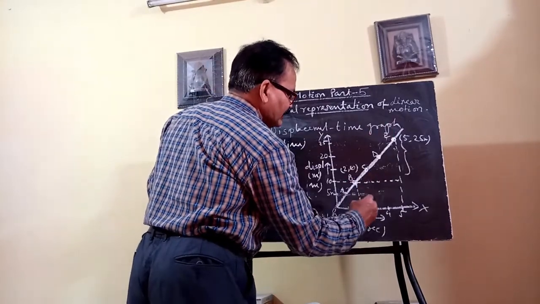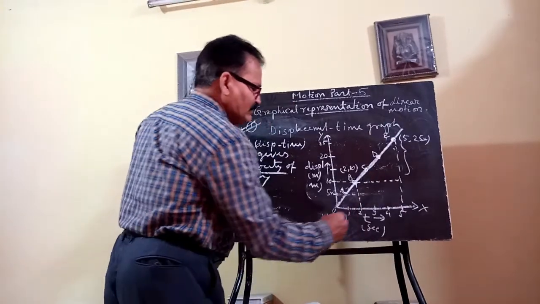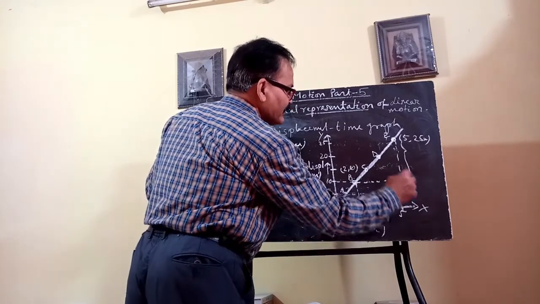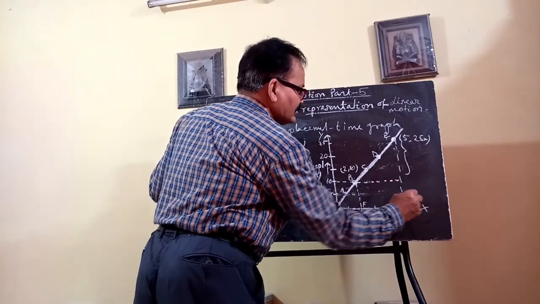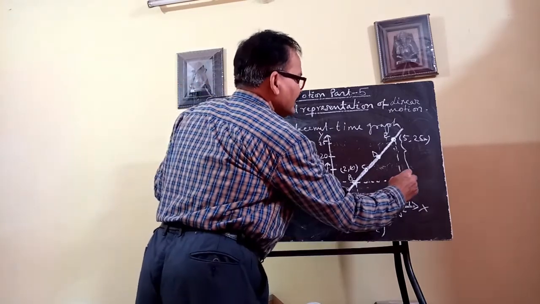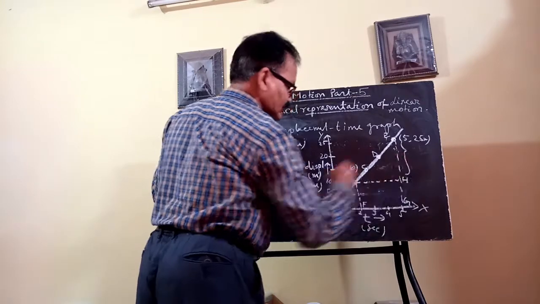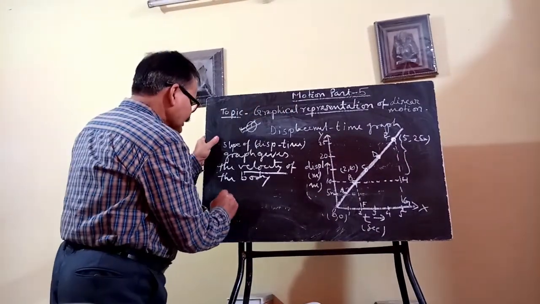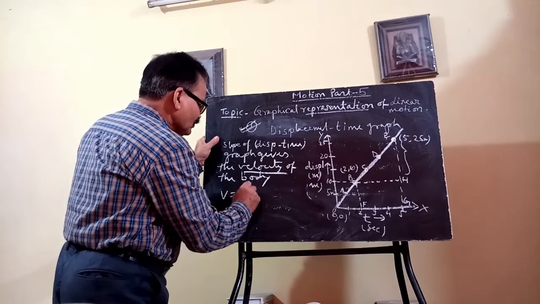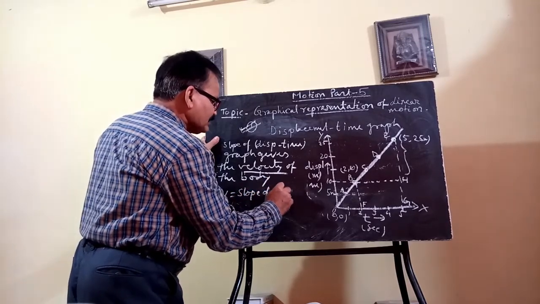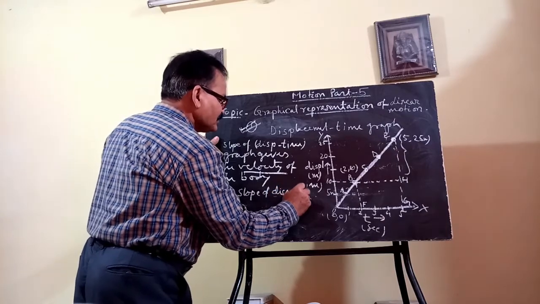You take the vertical line which joins the time axis at F. So this is your F. This you can say G, and you can take this as your H. Okay. So here velocity V equal to the slope of the displacement time graph.